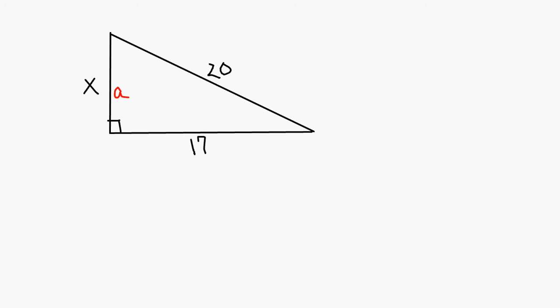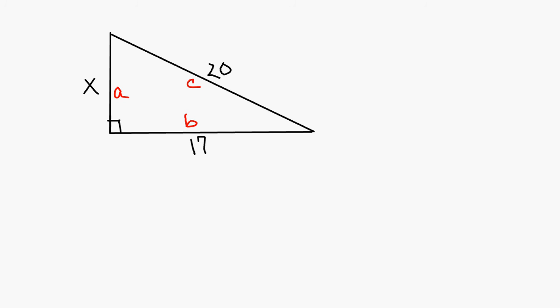And be careful when you're setting up these problems. And now X is one of the legs. Your steps are the same. The first thing you're going to do is label the sides. A and B are on either side of the 90-degree angle. C is always the hypotenuse.